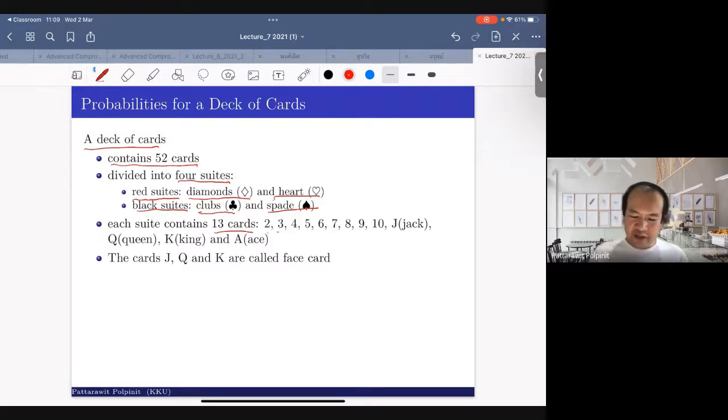And sometimes we call Jack, Queen, and King face cards, because if you have a deck of cards, you can look at it and see that there is a face on the card.